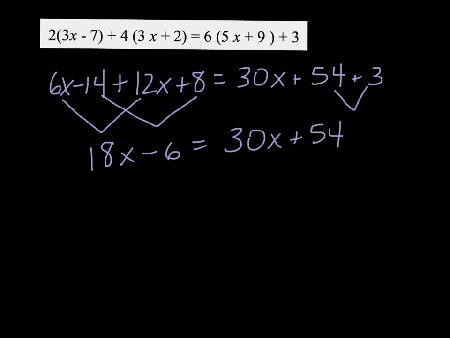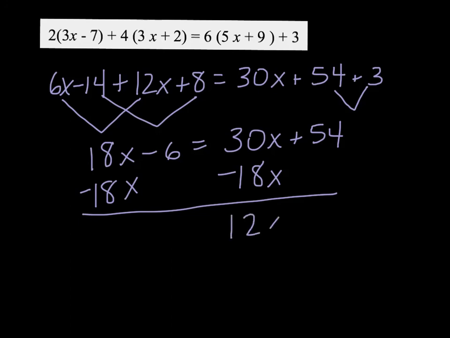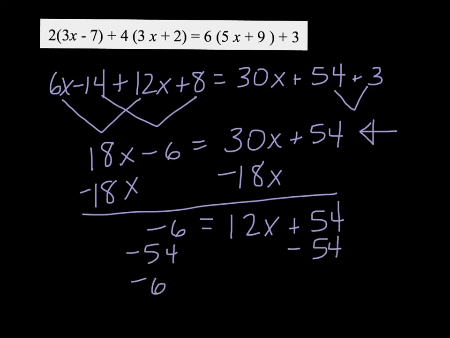Alright, so I'm going to subtract the 18x because it's smaller. It makes it easier for me to get to my solution. So we're simplifying down long before we finish the problem, simplifying it all the way down to here. And then from there, it's that same process over and over again. Subtract the 54, that's going to be negative 60 equals 12x. Divide by 12. It's the last step. x equals negative 5. So it will get easier.